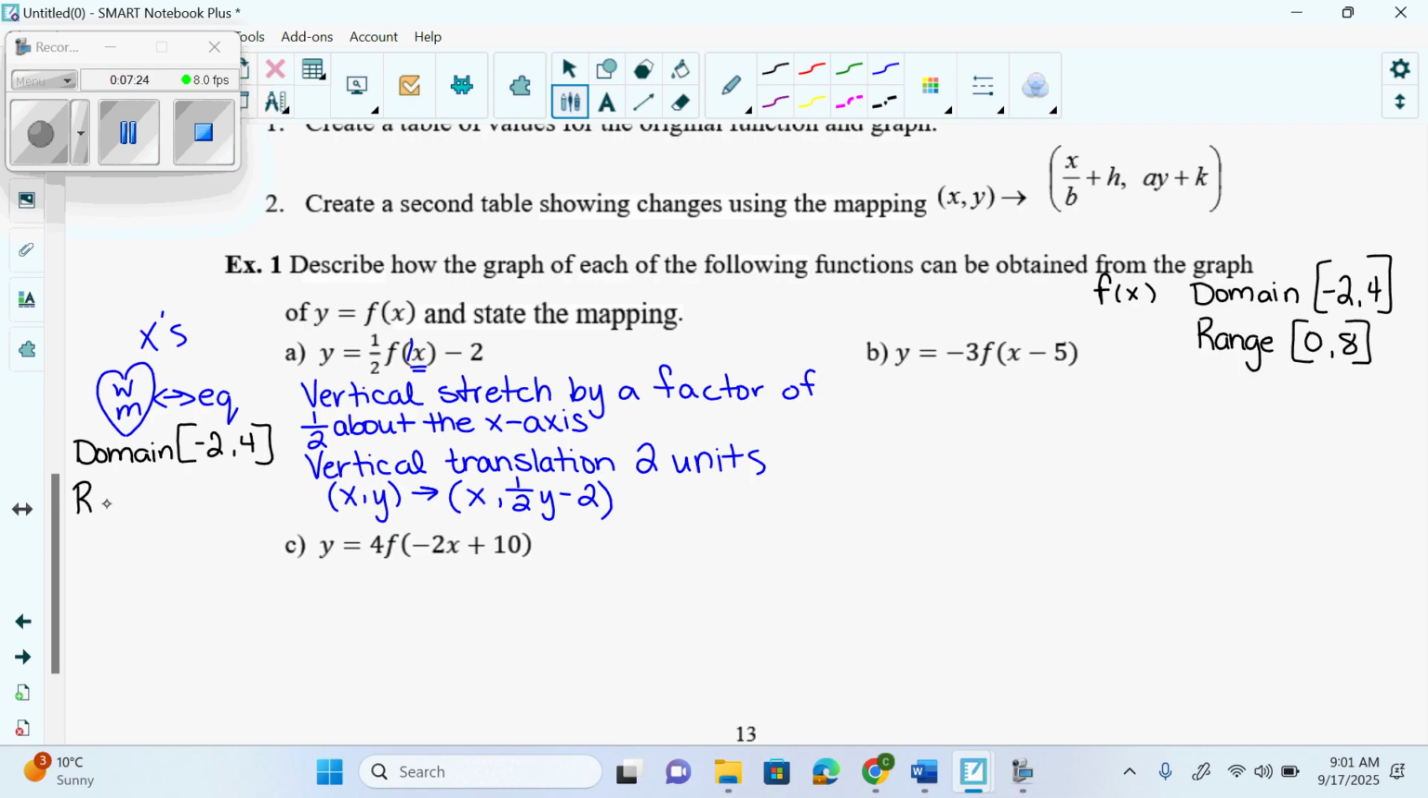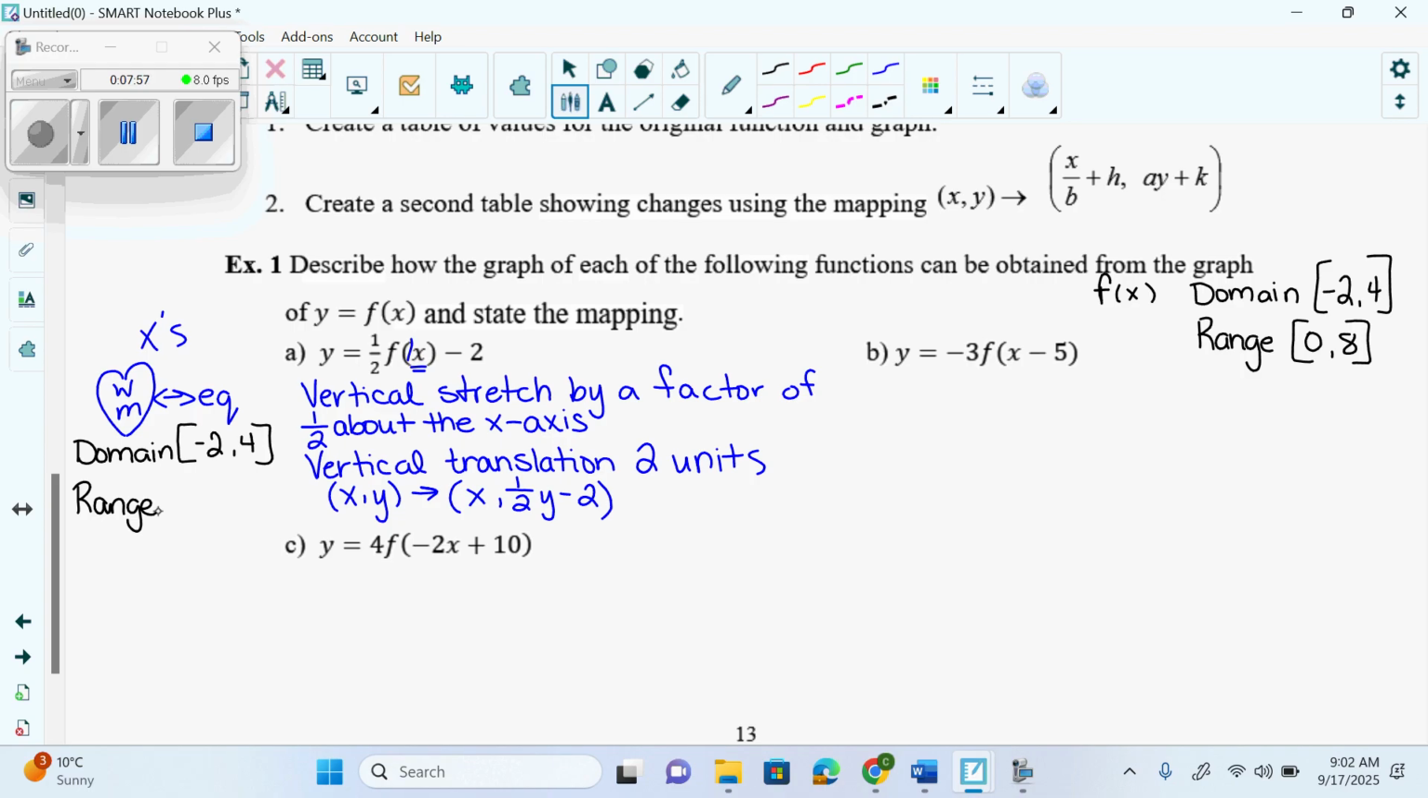Okay. Range, what's happening? Guess what I get people doing? Paying attention? I get people taking the domain, -2, 4, putting it in for the coordinate, applying it. Then I get them taking the range, 0, 8, putting it in for the coordinate and applying it. Is that correct? No. Range is 2 y values, correct? So I'm going to have to put the 0 into the y of mapping, and then put the 8 into the y of mapping. We agree?